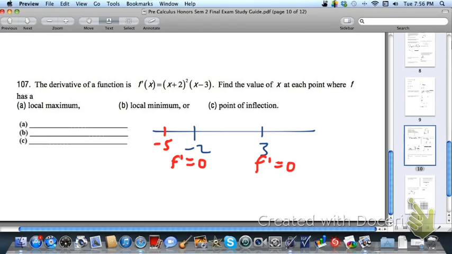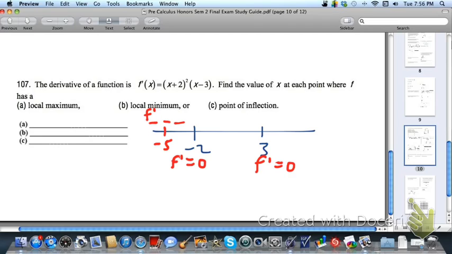Anyway, when we pick a test value for x and we replace x with that test value, we can see that f prime, when x is equal to -5, the first factor is always going to be positive because we are raising that factor to a power of 2. And then -5 minus 3 is going to be negative. Okay, so we have a positive times a negative, and in other words, we have a negative. So f prime is negative on that interval.